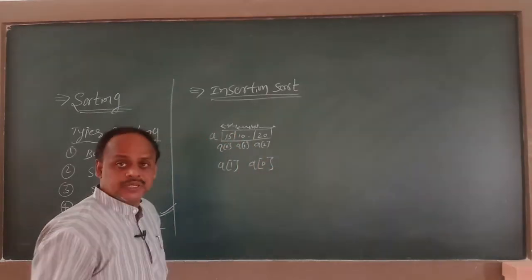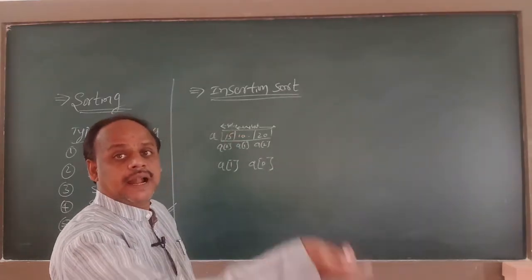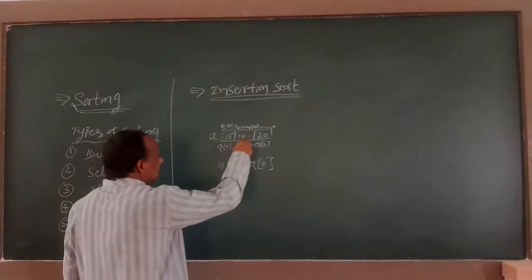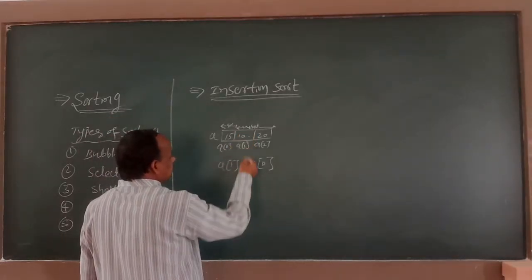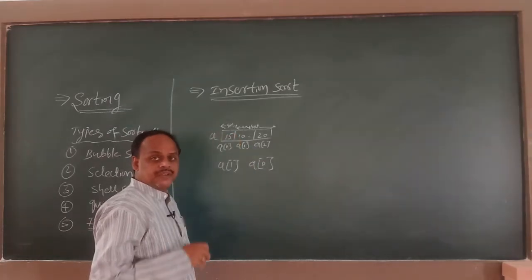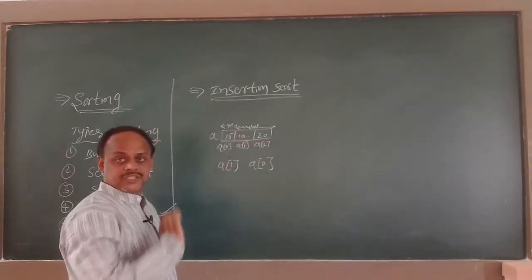What is the first step in insertion sort? He says consider the second element and the first element, and compare them. That is, the second element means 10, the first element means 15. In which way do we compare? We check whether the second element is less than the first element.